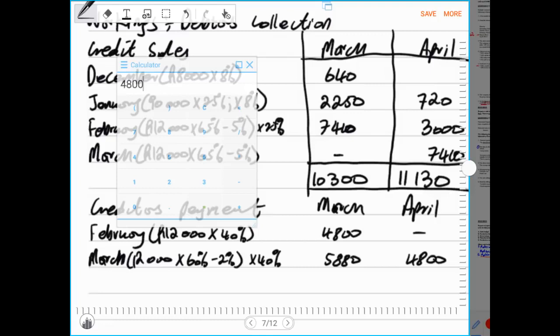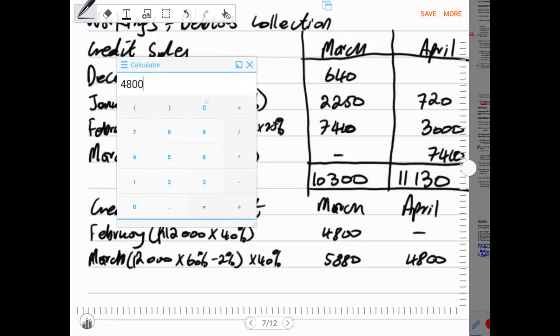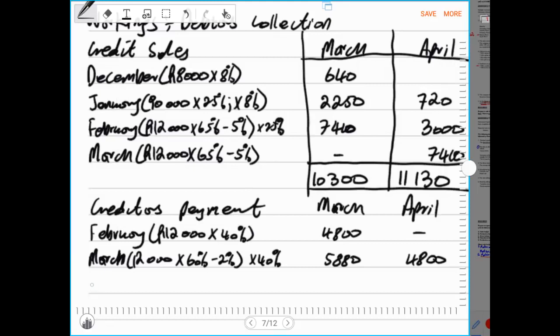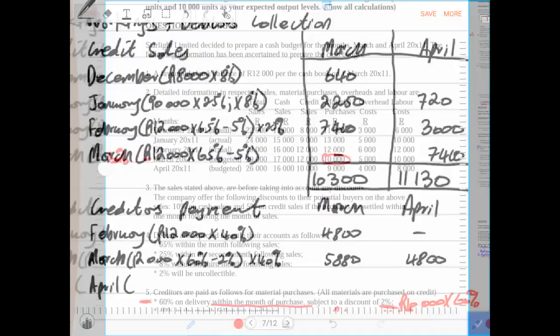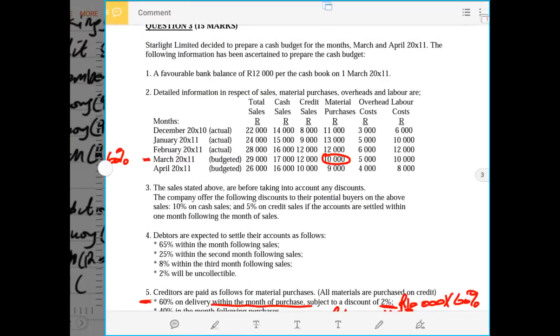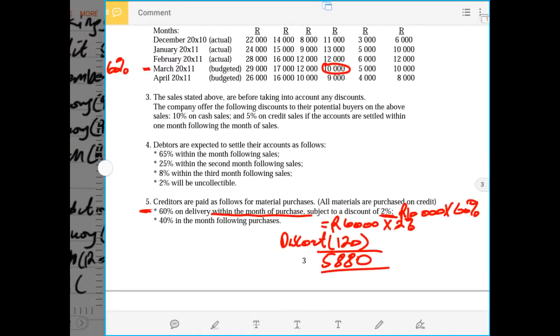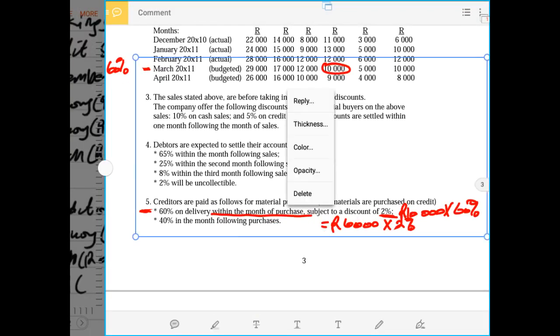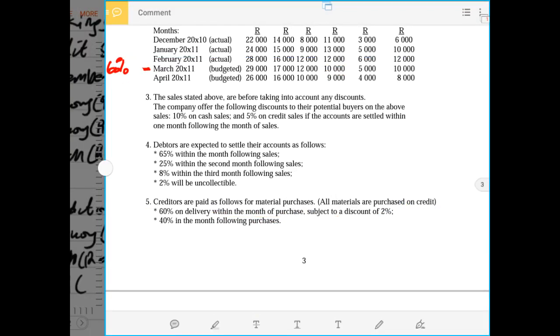Then we continue on that same note. Then we collect now for the next month, which is month of April. And we look for the credit sales for that month. Our credit sales for the month of April. Our credit sales for the month of April.